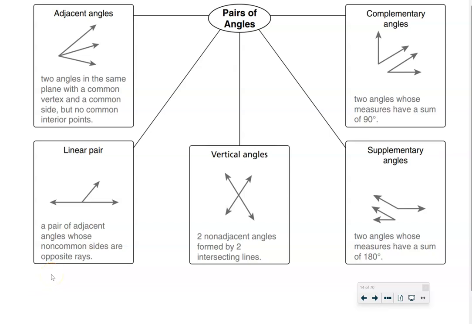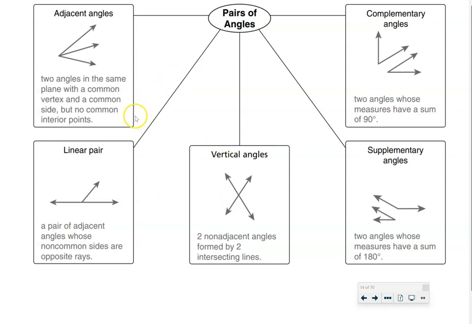And today we're looking at pairs of angles. So we're going to talk about different types of angle pairs, and I'm going to go over a few of them. And down the road, there are going to be a lot more angle pairs, but here are some of the basic ones. All right, so pairs of angles.